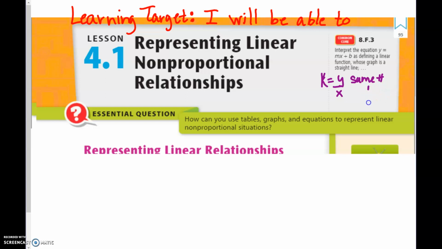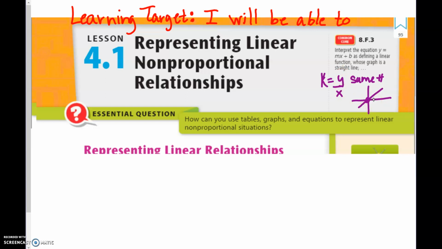And what happened was every time we graphed any of those lines, they went right through the origin. So for something to be a proportional relationship, it had to have a constant of proportionality, so whenever we took y over x, it was the same number, and it went through the origin.